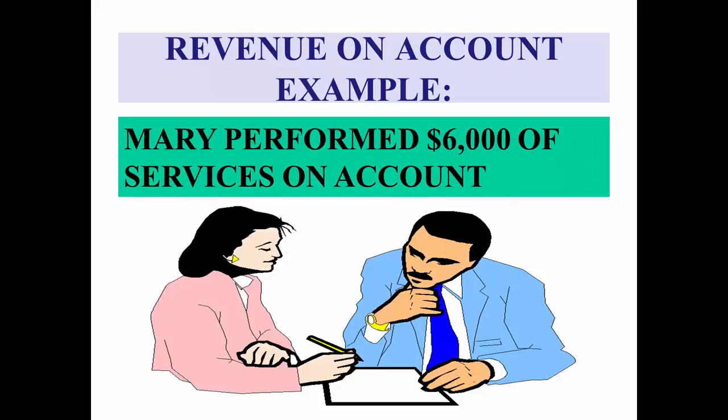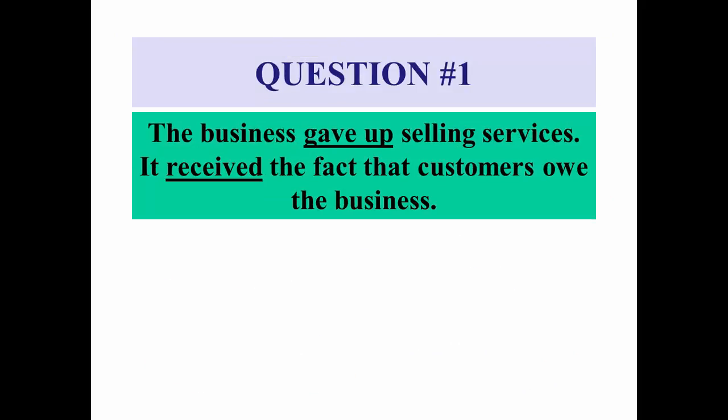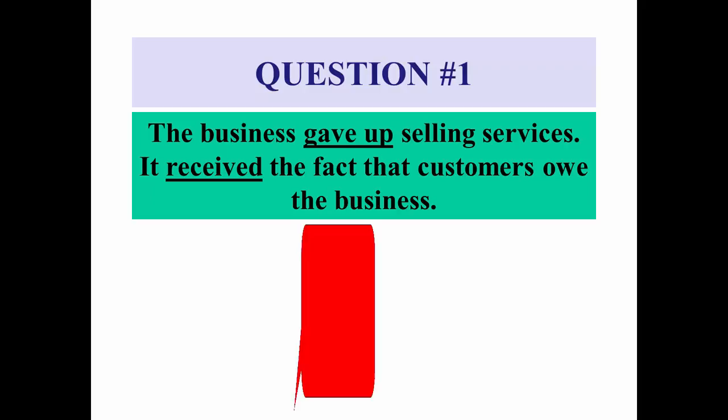Here's another example. This time Mary performed services on account, which means on credit, which means she did the work and she earned that $6,000, but the customer didn't have the money to give us today. We will receive the money in the future. Right now, today, the customers owe us. Customers owe the business. That's what we received. It's our money. We legally own that money. It's just in the customer's pocket right now. And we gave up selling our services.